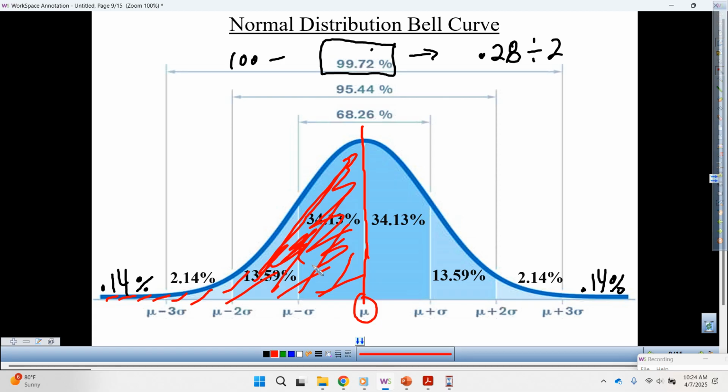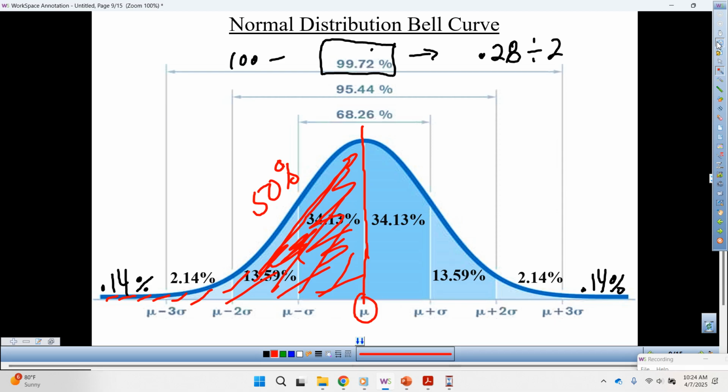Let's go with Mel. Mel, what is the percent to the left of mu? 50%. That is correct. Why, Mr. Q? Because mu is right in the middle. That means to the left is 50, to the right is 50. Does that make sense? Yes? All right. Well, today, we're going to be converting z-scores into percentage under the curve.